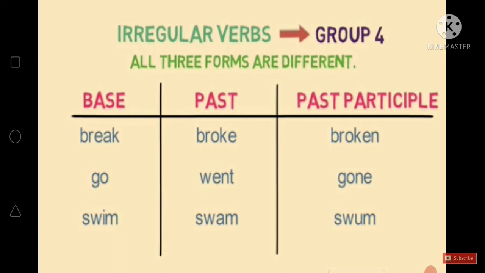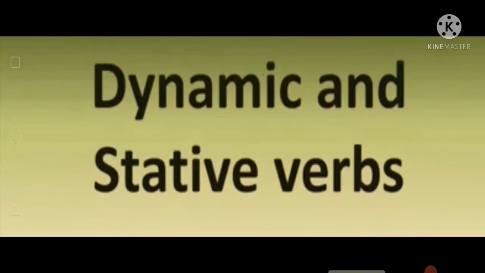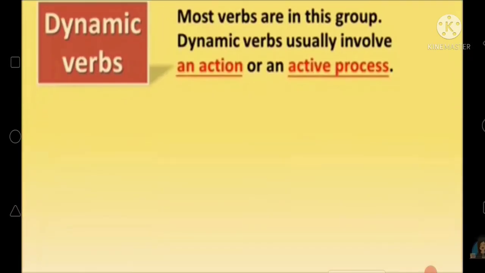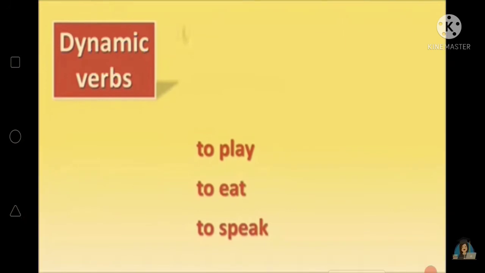Now let's move to the next one, that is kinds of verbs based on meaning. Under that we have dynamic verbs and stative verbs. What are called dynamic verbs? Most verbs are in this group. Dynamic verbs usually involve an action or an active process. The verbs describe an action performed by the subject. It shows an action. So it can have an active process, a continuous process. In order to show the action, we can have verbs like to play, to eat, to speak.